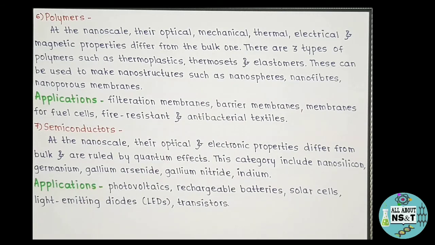Our last type is semiconductors. Semiconductors form another category of nanomaterials. At the nanoscale, their optical and electronic properties differ from bulk and are ruled by quantum effects. This category includes nanosilicon, germanium, gallium arsenide, gallium nitride, indium. They offer applications in photovoltaics, rechargeable batteries, solar cells, light emitting diodes, and transistors.